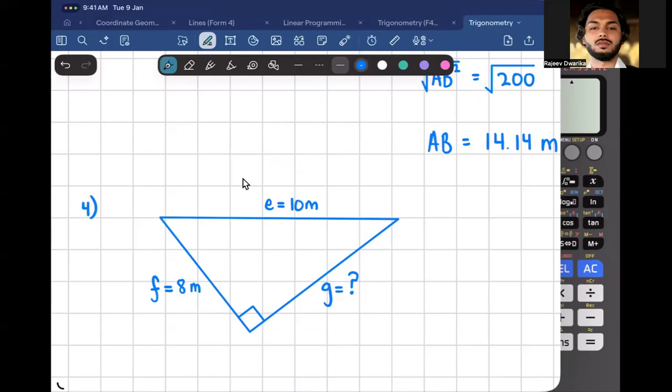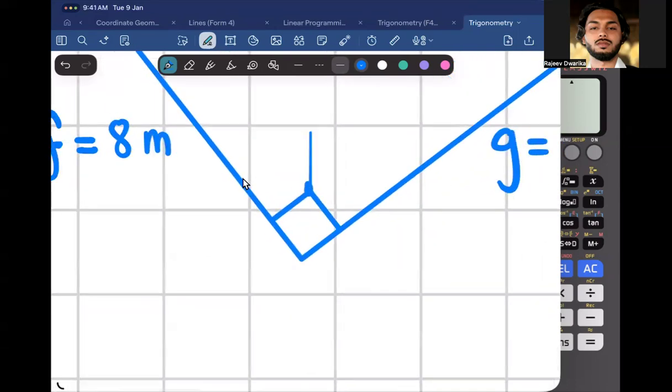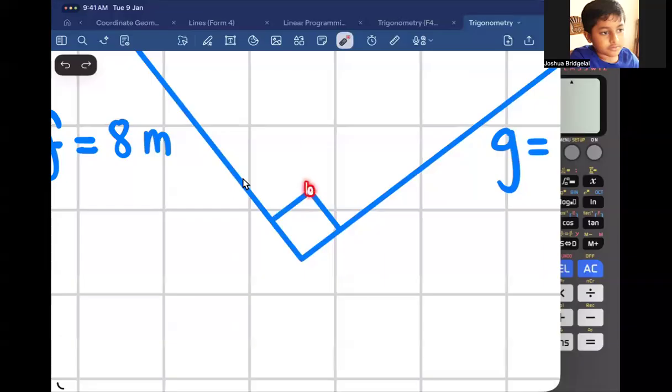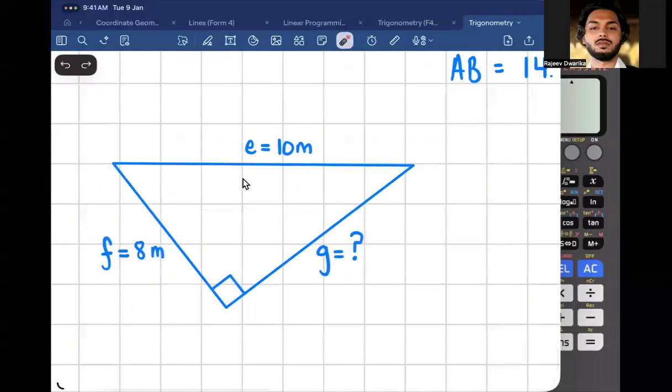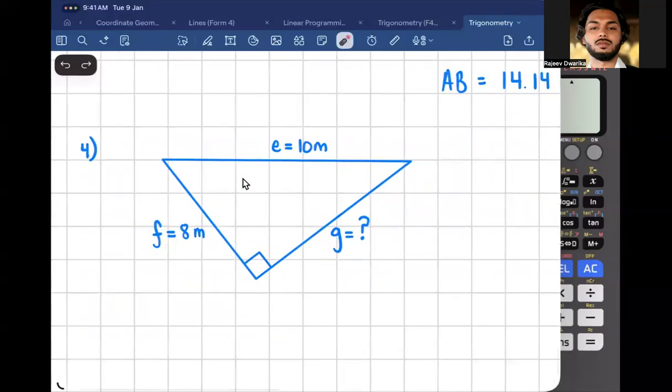Okay, Joshua, you see this point here? Yeah. Just point in that direction, and I will show you where the hypotenuse is. That's it. So think of this as an arrow.